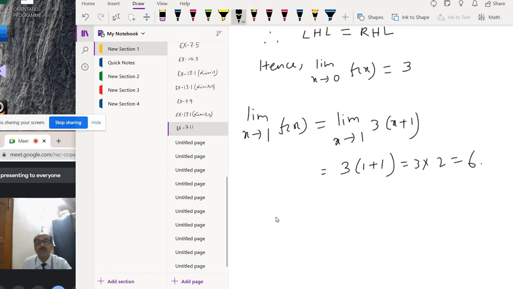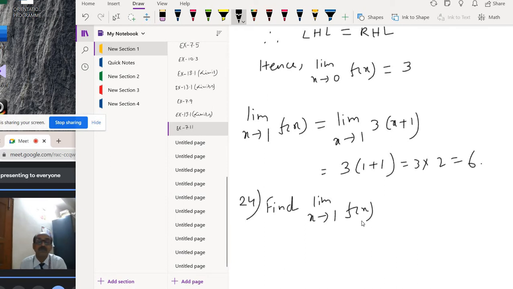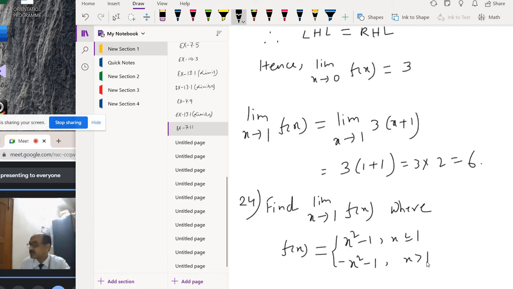Next, question number 24. Find the limit as x tends to 1 of f(x), where f(x) equals x square minus 1 when x is less than or equal to 1, and minus x square minus 1 when x is greater than 1.